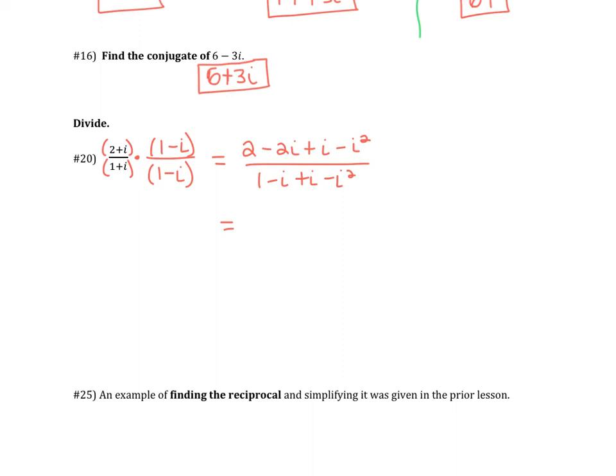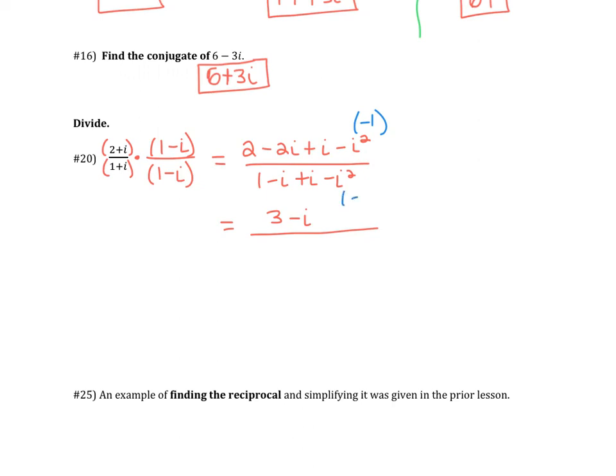Remember this i squared up here is going to be negative 1. So if we simplify the numerator, we've got a 2 here minus a negative 1, so minus a negative 1 becomes plus 1, so we're going to have 3. And then if we simplify our i terms, we're going to have negative 2i plus 1i, so we're going to have negative i. All right, so if we look at our denominator, let's simplify it.